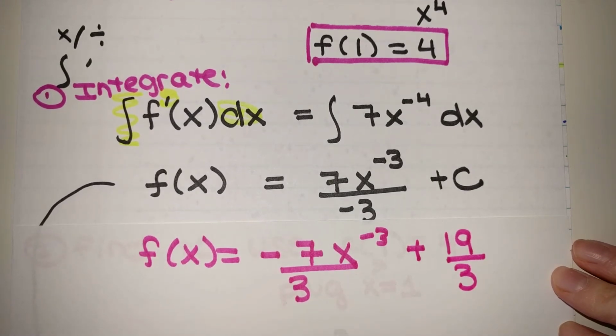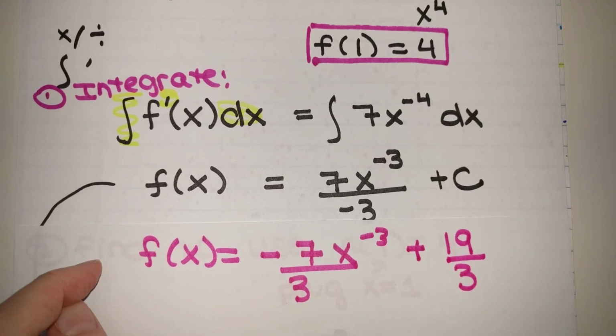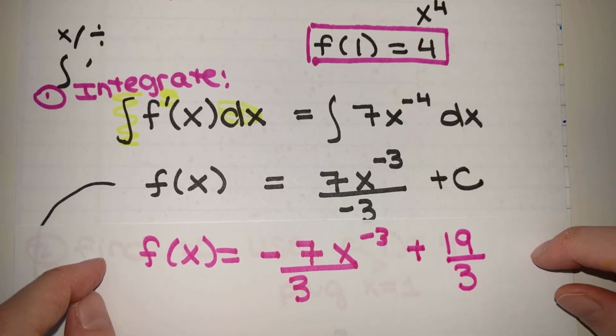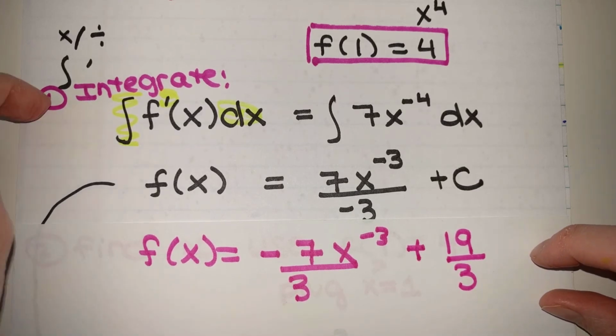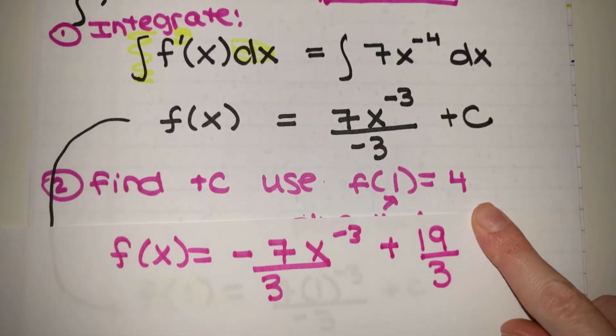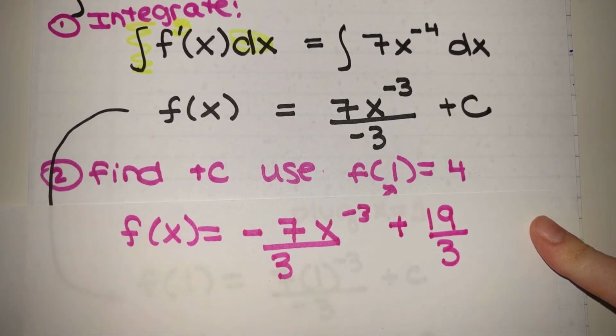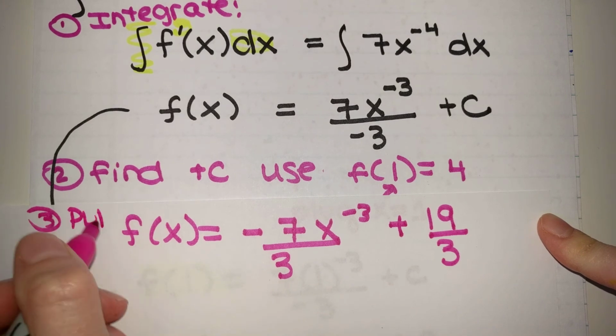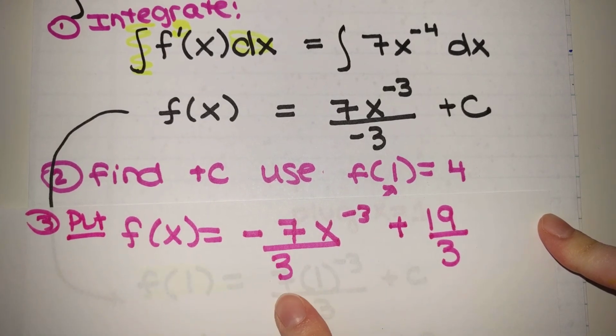And that's a very cool thing that we were able to do, because we were able to start with just the derivative, the rate of change, and one function evaluation and work backwards to the original function. We did that by integrating, finding our c using f of 1 is equal to 4, and then our third step was putting it together and saying what our f of x function is with that found c value plugged in.